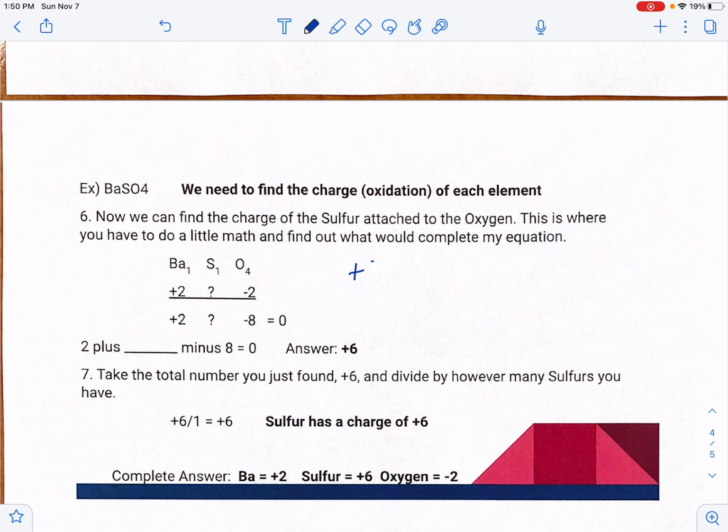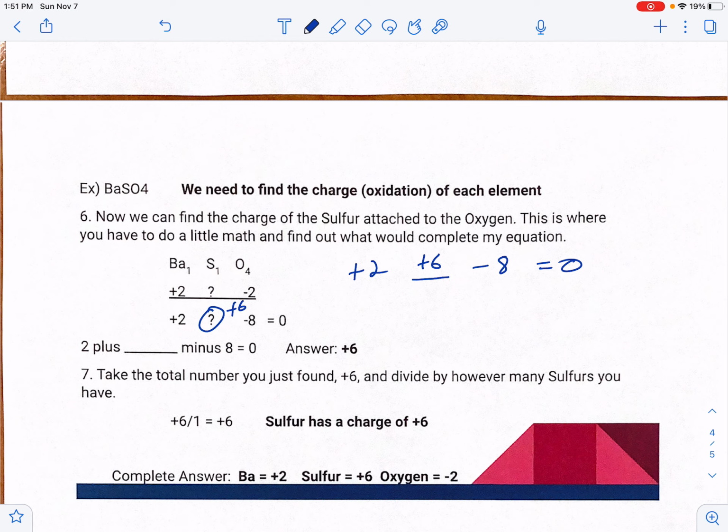If I have a +2, I need to know 2 plus what, minus 8 equals 0. My whole goal is to total out to 0. So how can I get from +2 to something else, and then -8 gives me 0? Hopefully you can figure that out. 2 plus 6 minus 8 gives me 0, because 2 plus 6 gives me 8, and then 8 minus 8 gives me 0. So that means this right here is going to be a +6.